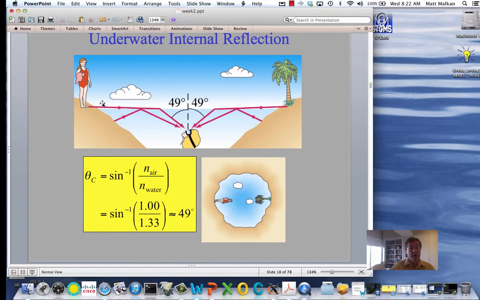What happens if you try to look down here to something that's lower, like below her toes? Maybe she's stepping on a crab or something. You can't see it. You can't see it because you'd be looking at larger than 49 degrees, and so the light rays that you'd be looking at would have been totally internally reflected.